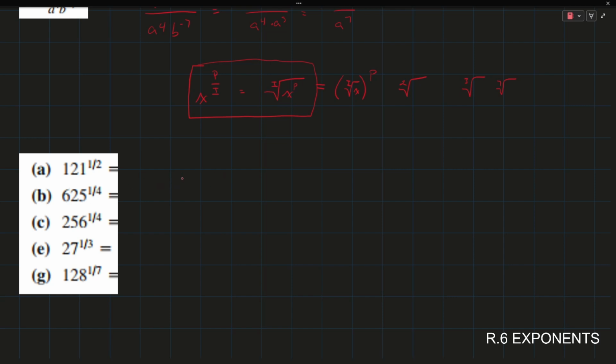But we can take a look here. So 121 to the 1/2 can be rewritten as just the square root of 121. That's all it is, because the power is 1, so we don't need to write that. The index is 2, we don't need to write that. So the square root of 121 is just 12.